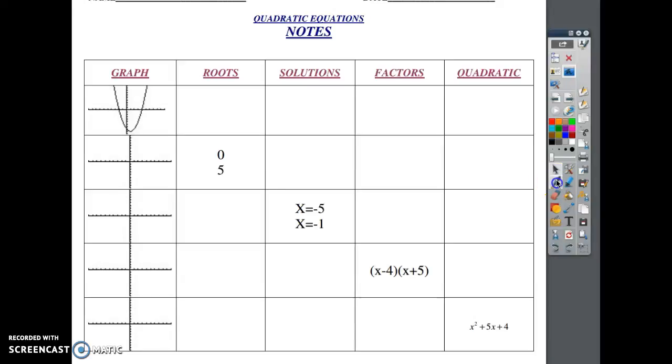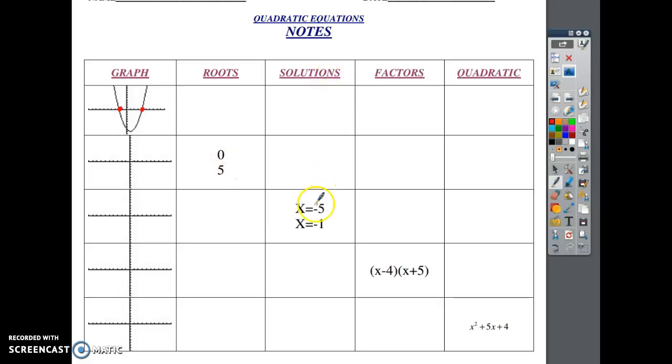Okay, so this sheet is more of a review because it gives you an overview of quadratics, the graphs, the roots, the solutions, factors, and quadratics. If you notice the diagonal, that's how I want the answers. All your graphs should look like this, upward, and should have the solutions written down. All your roots should be written as just two numbers, like the 0 and the 5.